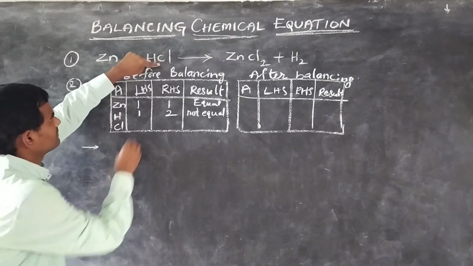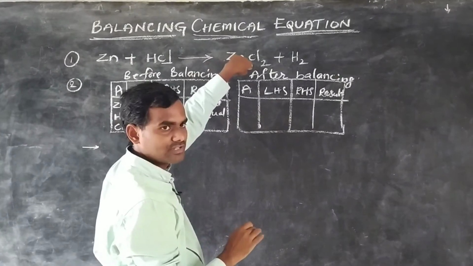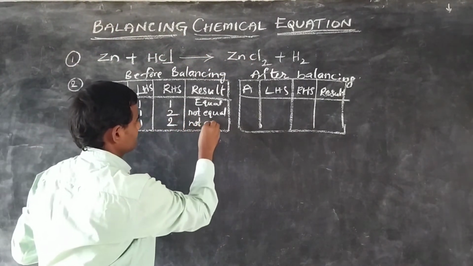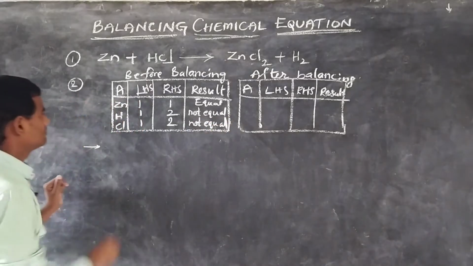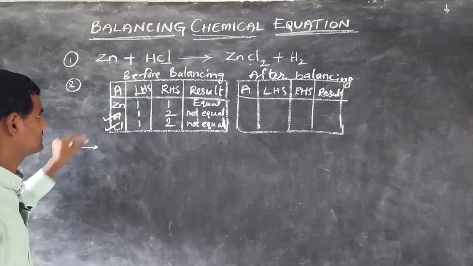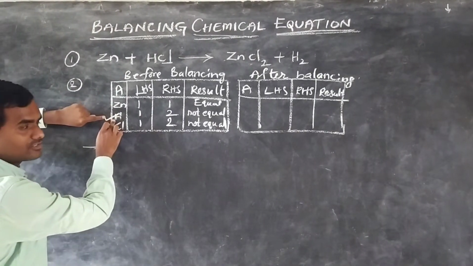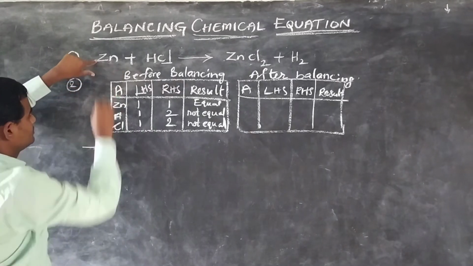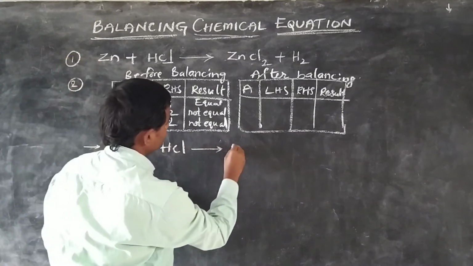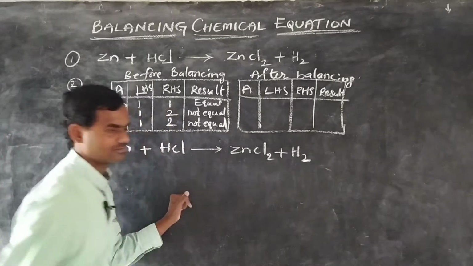Next, coming to chlorine, the number of atoms on reactant side is 1 and the number of atoms on product side is 2. So, it is also not equal. So, we have to balance hydrogen and chlorine. Now, we will write the equation after balancing hydrogen. So, zinc plus hydrochloric acid gives rise to zinc chloride plus hydrogen.